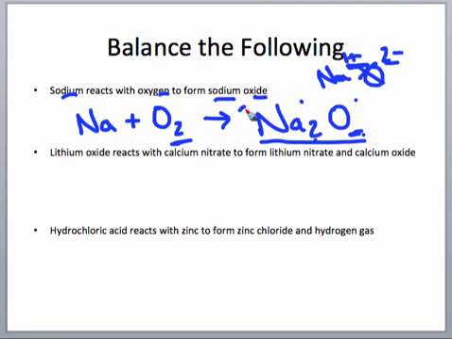So just kind of keep that in mind as you're doing this. So we're going to balance our oxygens first by putting a 2 here. That'll give us 2 oxygens. And since we have 4 sodiums, we'll put a 4 there.